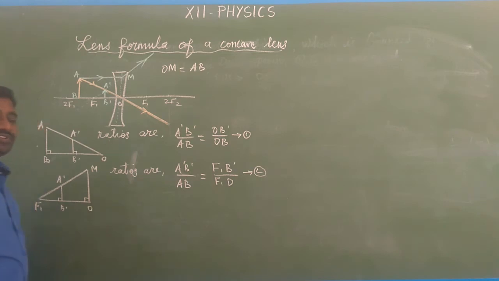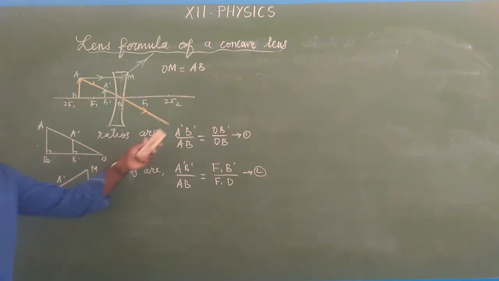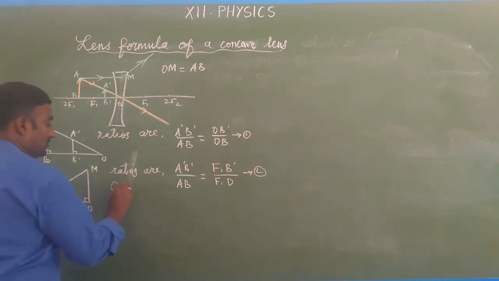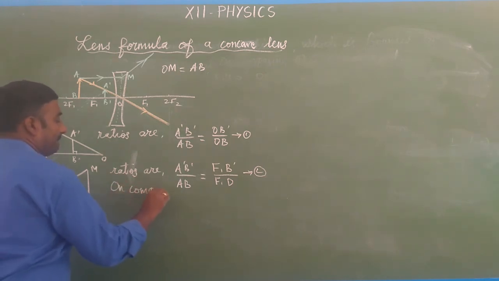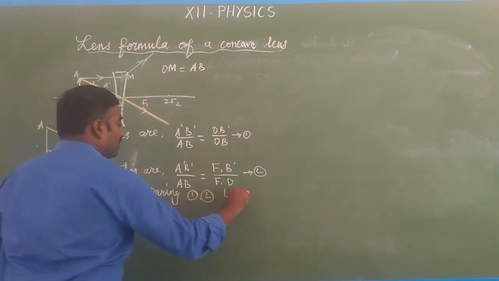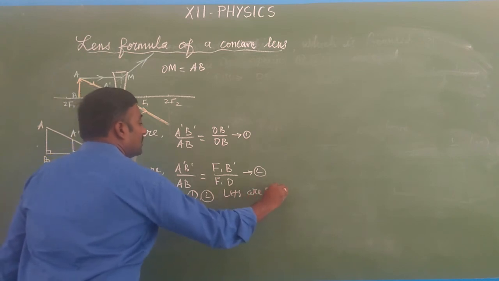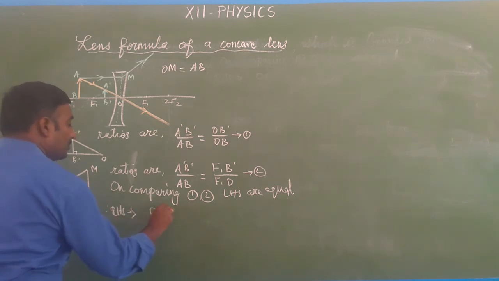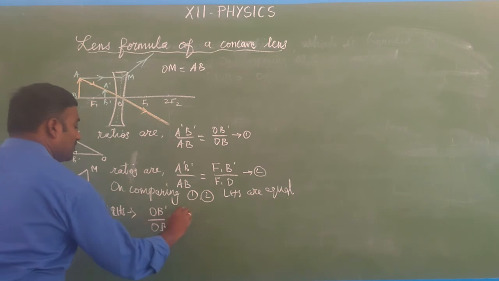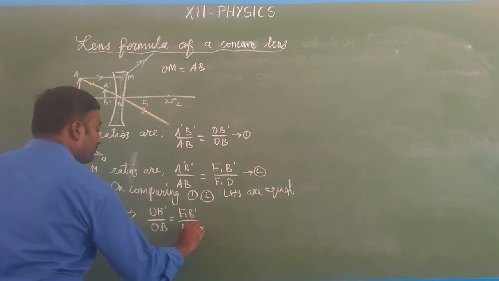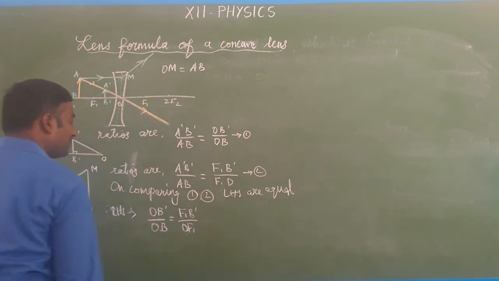On comparing these two equations, which sides are equal? As usual, the left hand sides are equal, so we are going to equate the right hand sides. On comparing 1 and 2, LHS are equal, therefore equating the right hand side. What is the right hand side? OB' by OB is equal to F1B' by OF1. F1O or OF1, both are the same.